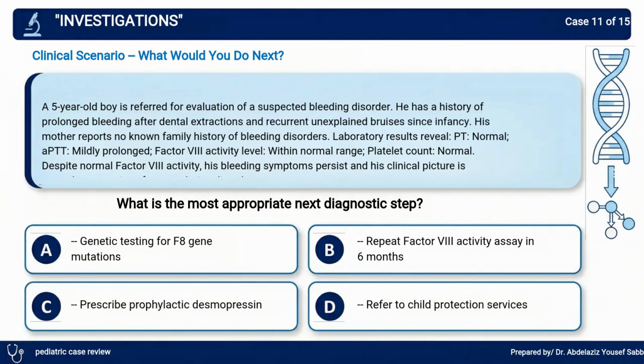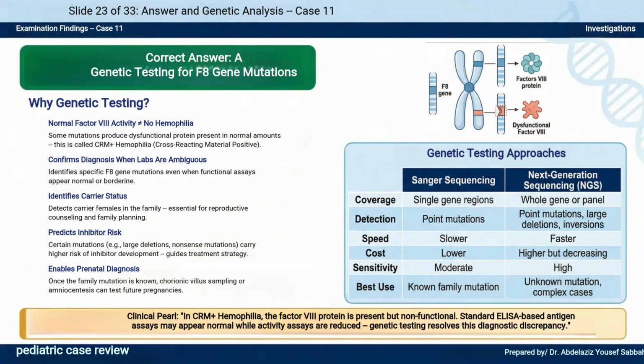Option A, genetic testing for F8 gene mutations. Option B, repeat factor VIII activity assay in 6 months. Option C, prescribe prophylactic desmopressin. Option D, refer to Child Protection Services. The correct answer is option A, genetic testing for F8 gene mutations.